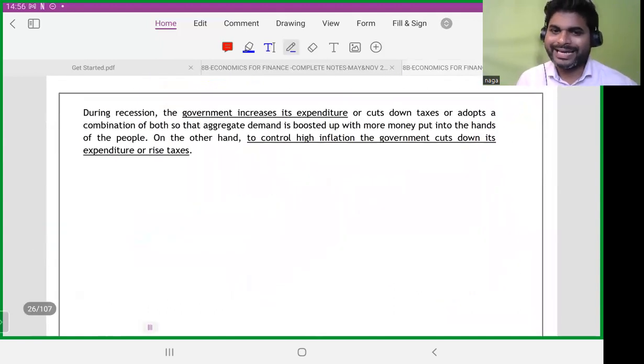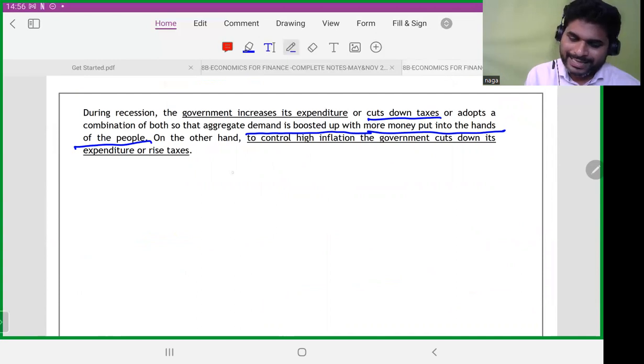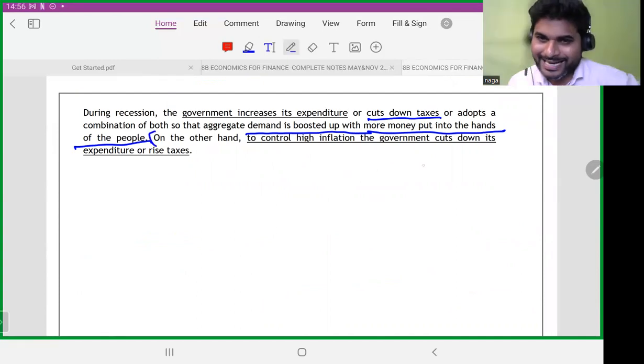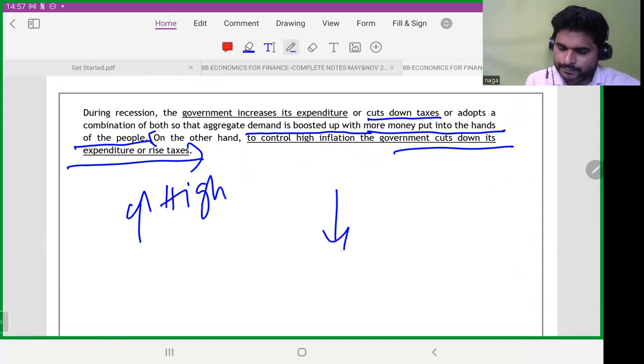During a recession, the government increases its expenditure or cuts down taxes. This is what I've explained so far, and it adopts a combination of both so that aggregate demand is boosted with more money put into the hands of the public, right? On the other hand, in another scenario, to control inflation, the government cuts down its expenditure or raises taxes. Stabilization works both sides: when there is high inflation, and when there is low growth or recession. So when there is high inflation, prices are jumping, and what does the government do?